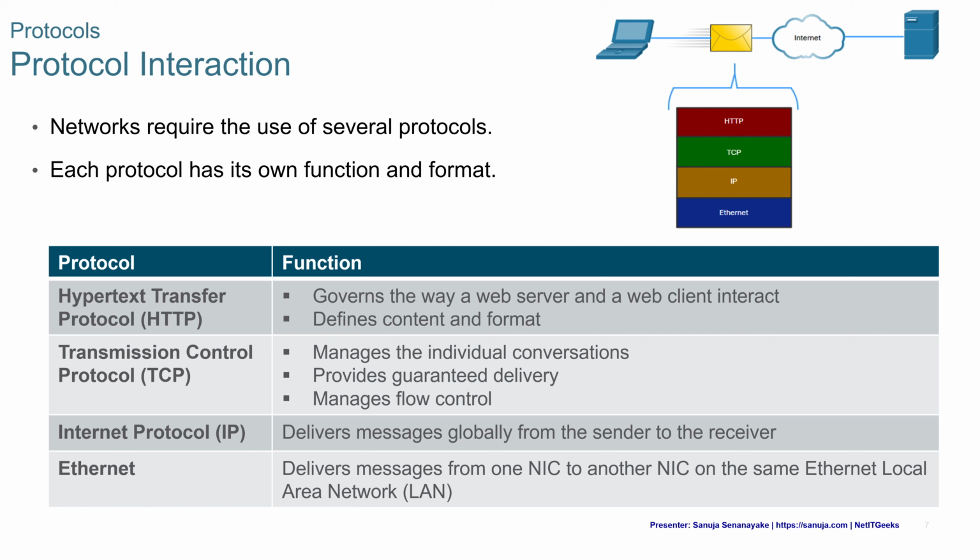It's a connection-oriented protocol. The Internet Protocol, also known as IP, delivers messages globally from the sender to the receiver, while the Ethernet Protocol delivers messages from one network interface card to another network interface card on the same Ethernet local area network, LAN, using the MAC addresses, right? But all of these items have to work together if you want to access a web host from your computer. That's why the protocols have to work together in order for your network systems to operate correctly.